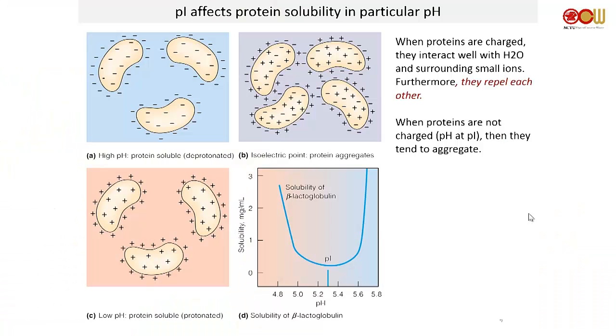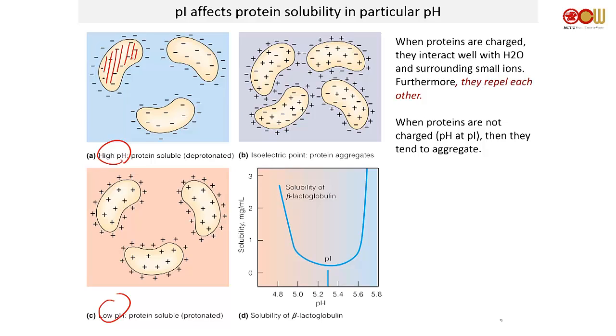Number one is PI affects protein solubility at a particular pH. Essentially, if you have a solution that has relatively high pH or relatively low pH compared to the PI, then if the pH is higher than the PI, your molecule will be negatively charged. If the pH is lower than the PI, then your molecule is going to be positively charged. Now, the same idea applies to a protein. A protein would have many, many charges on it.